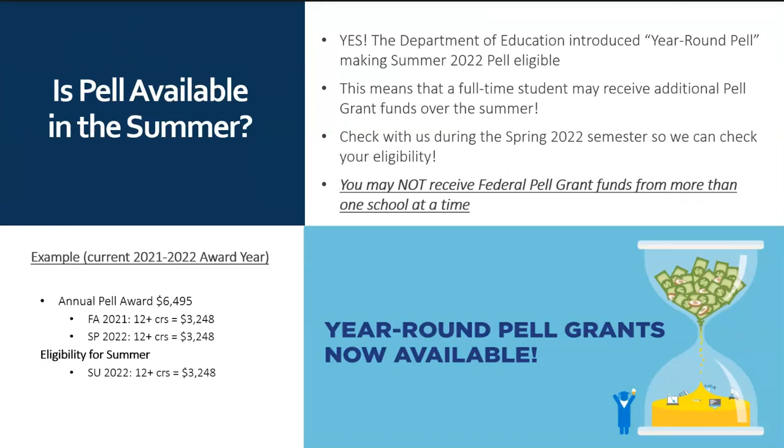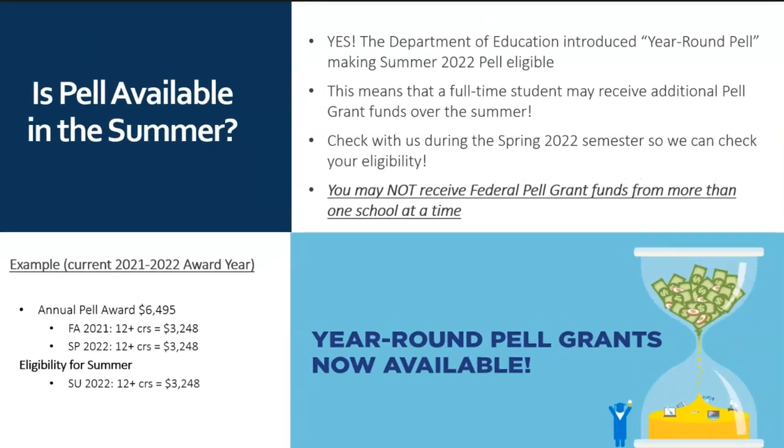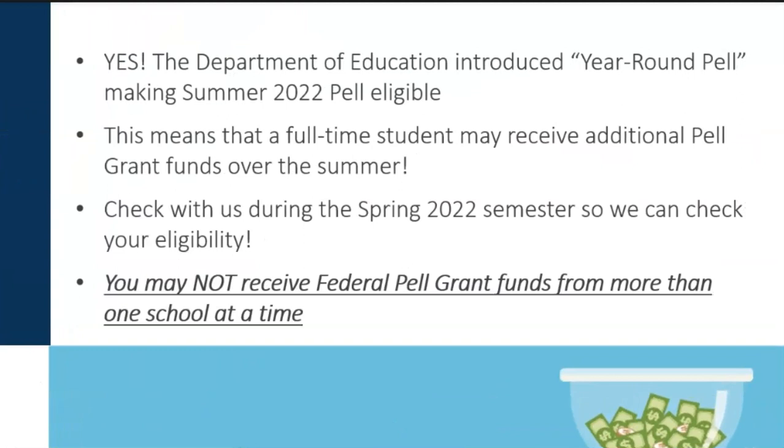Is Pell available in the summer? Yes. The Department of Education introduced year-round Pell, making summer 2022 Pell eligible. This means that a full-time student may receive additional Pell Grant funds over the summer. Check with us during the spring 2022 semester so we can check your eligibility.